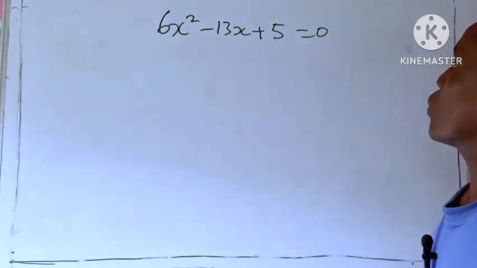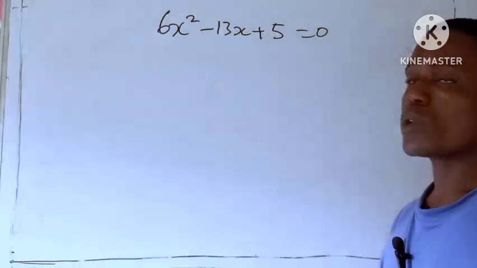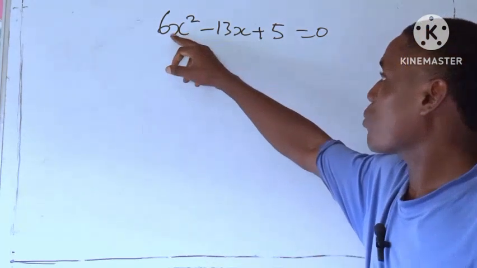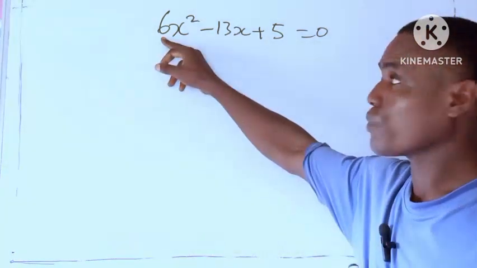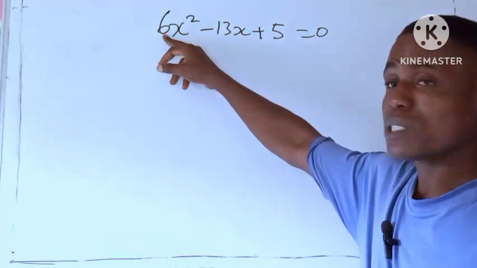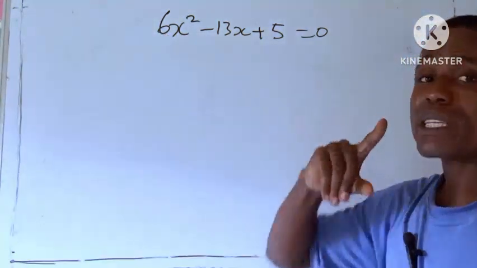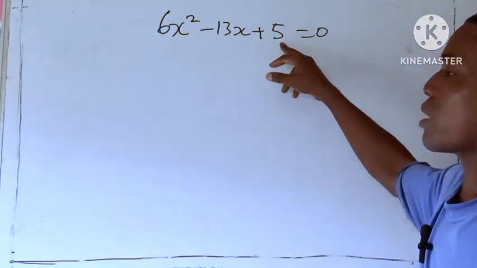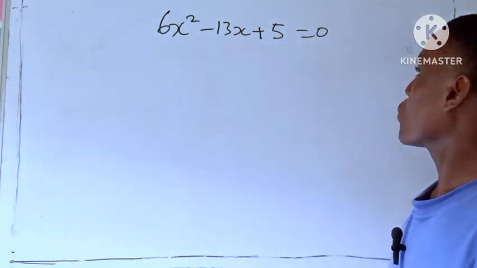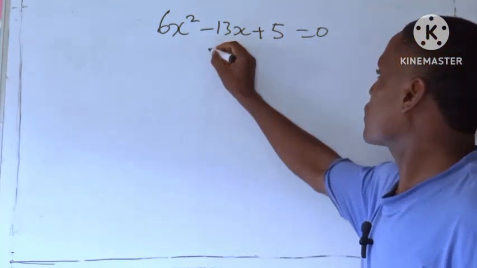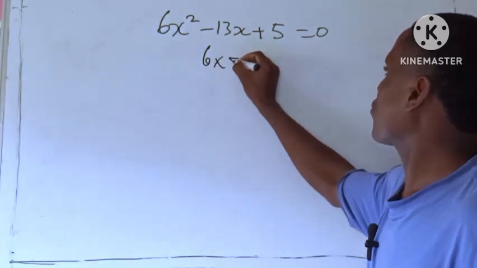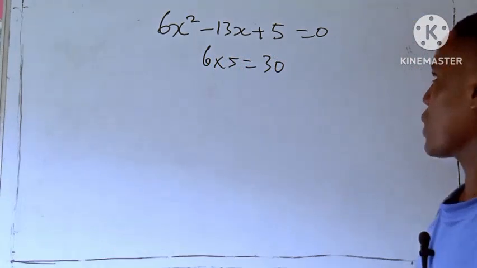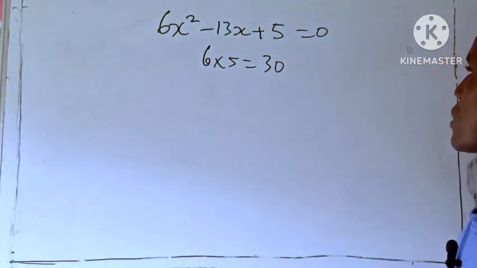Are you getting it? So before you can use the factorization method in a situation where the coefficient of x squared is more than 1, here we have 6, right? So the first thing you need to do is to use this number to multiply this last number. So it will now be 6 multiplied by 5, equal to 30.